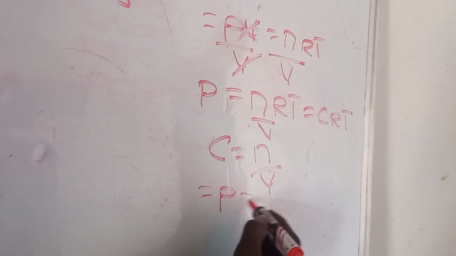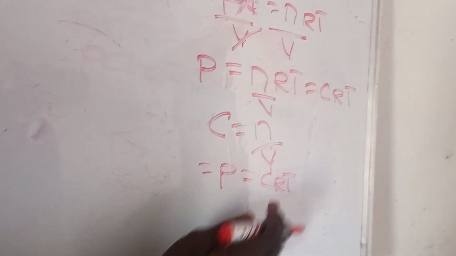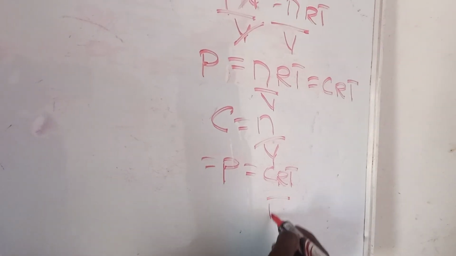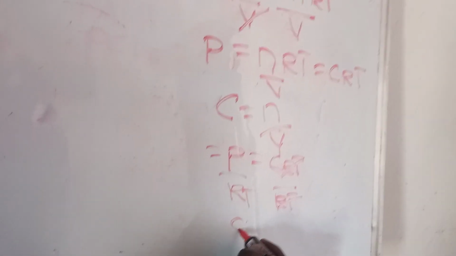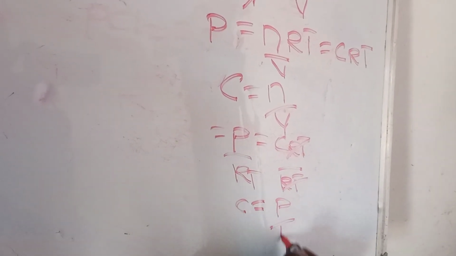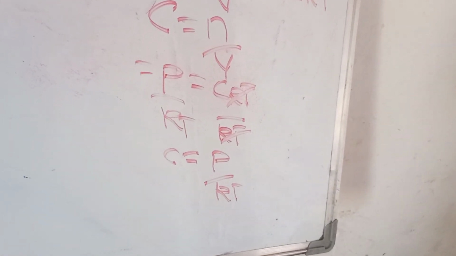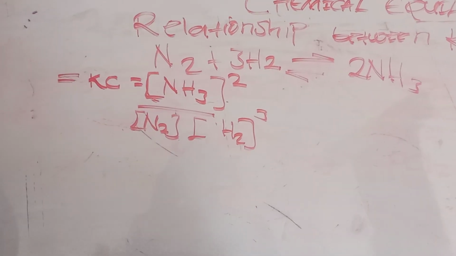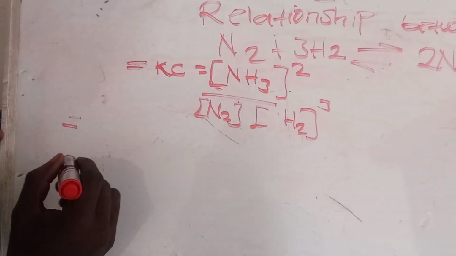That means we're going to have P is equal to C times RT. In this case, if you're looking for the value of C, I'm going to divide by RT over RT. So this one is gone. Your C is equal to P over RT, as our concentration. So this means concentration. C also means concentration. So wherever we have concentrations, we're going to remove them and replace them.